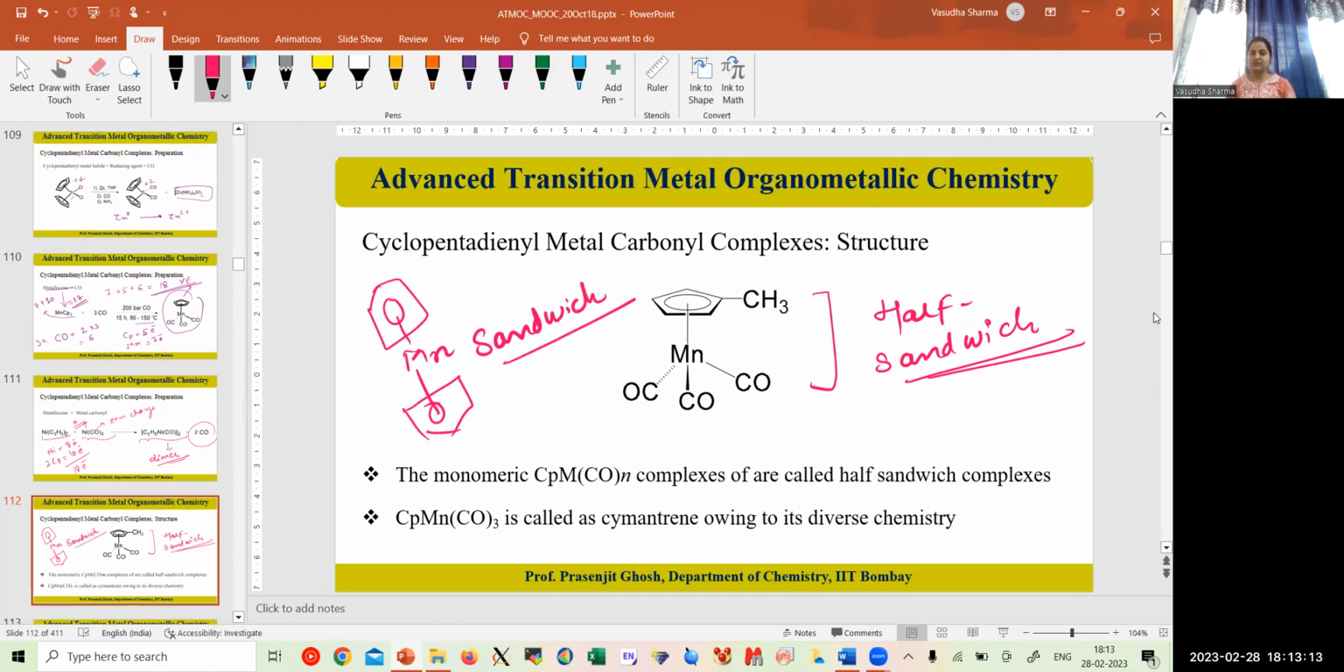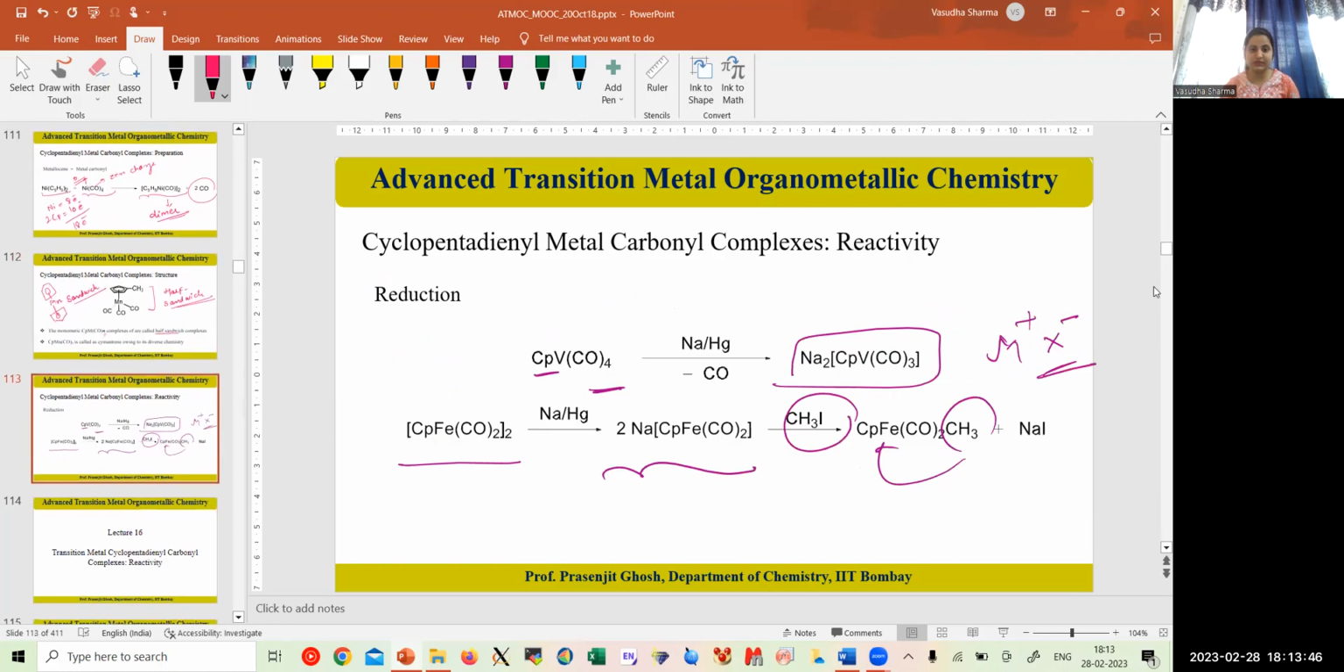Whereas where one of these sides has been replaced by the carbonyl, that is called a half sandwich complex. So the monomeric CpM(CO)n, where n is not defined. Depending on the metal and the total valence electrons, the number of carbonyls attached to the transition metal would be different. They are called half sandwich complexes. For example, here CpMn(CO)3 is called cymantrene owing to its diverse chemistry. It has diverse chemistry, that's why it is given a certain name.